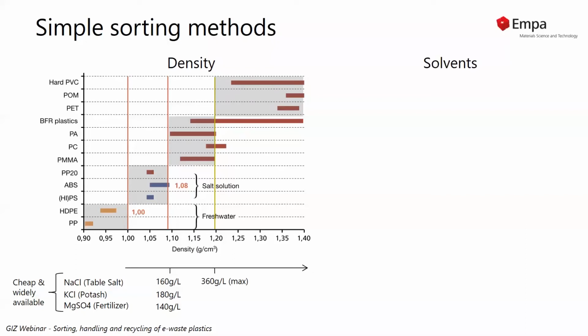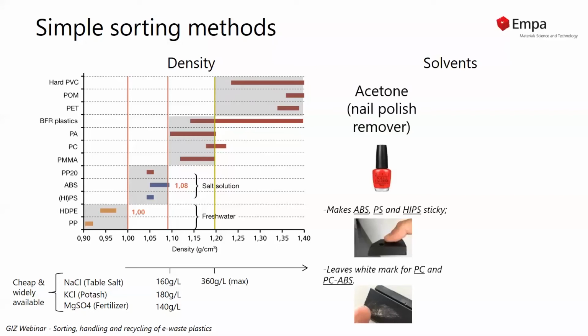The other thing I want to quickly cover in a bit more detail are solvents. One of the solvents I would like to mention is acetone, which you can probably all buy somewhere in a shop as a nail polish remover. And this is a fairly broad chemical that attacks a wide set of plastics. It makes ABS, PS, HIPS, so a lot of the very common e-waste plastics, sticky. And some of the plastics, if you use it, have a white mark on them at the end.